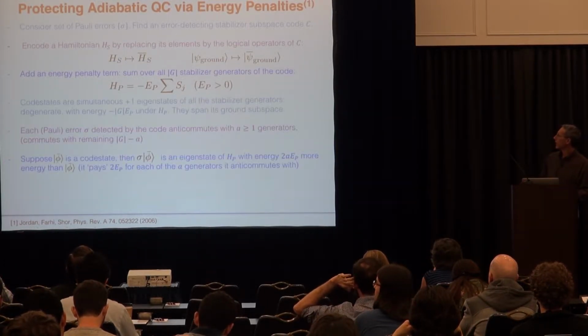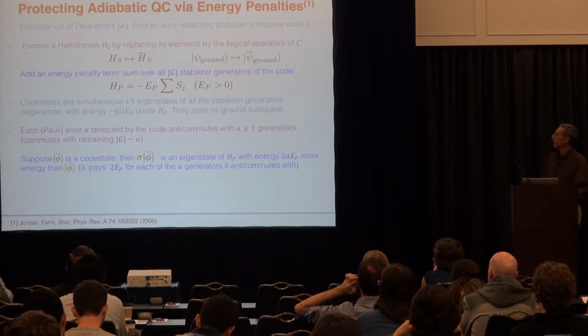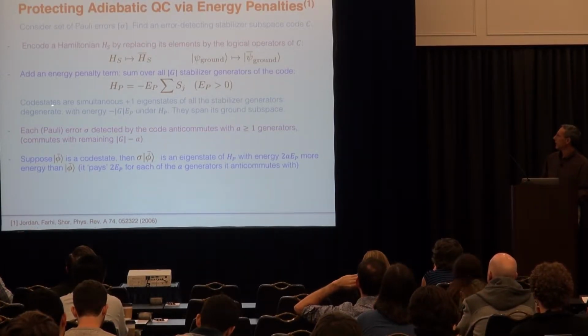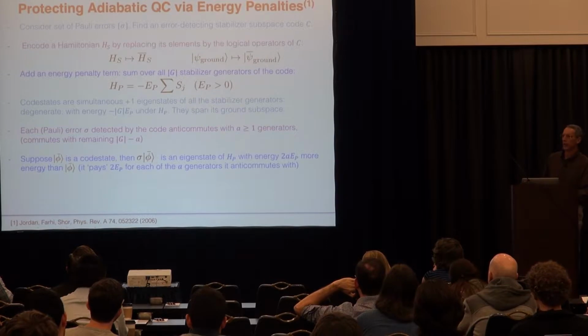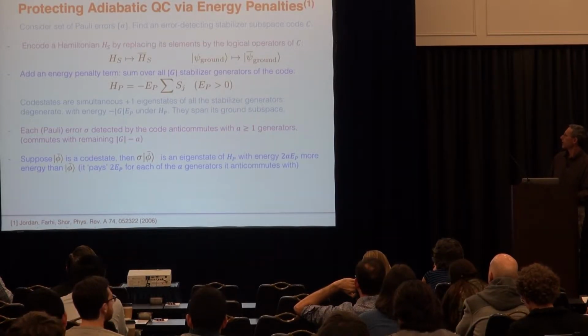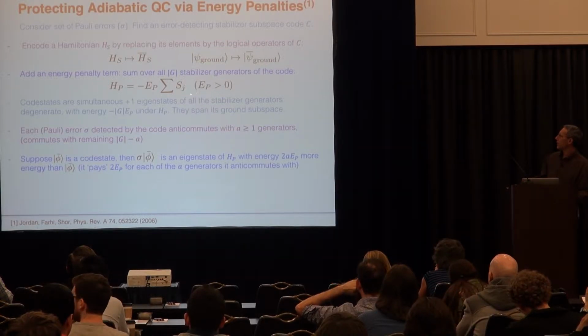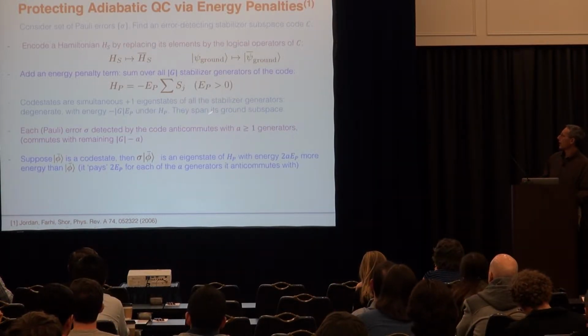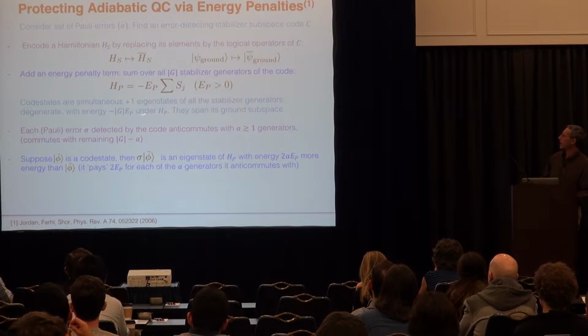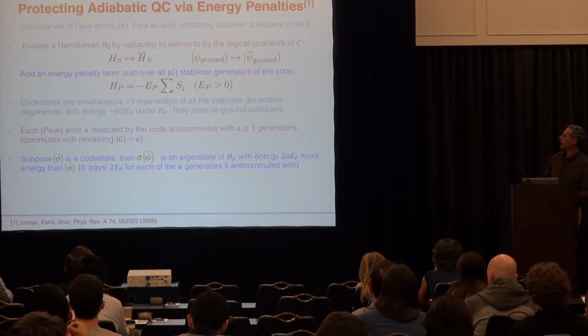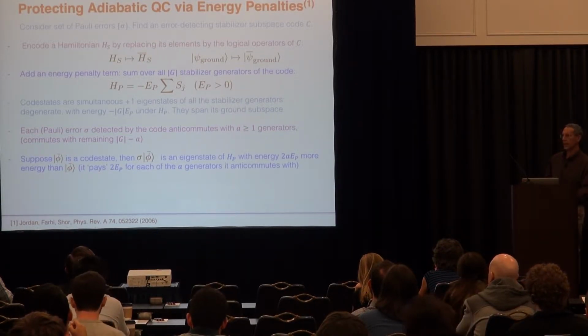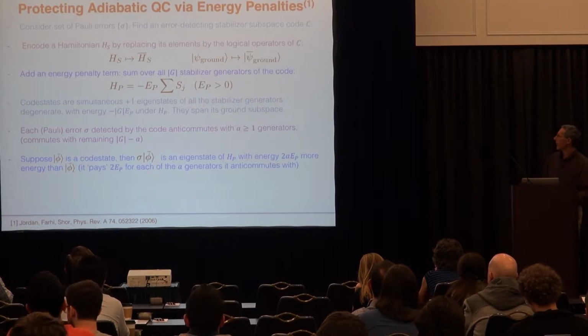So what happens then is that, well, the code states are by definition the simultaneous +1 eigenstates of all the stabilizer generators. And if you check the action of the penalty Hamiltonian on the code states, you see that they're degenerate and they have an energy of negative the number of stabilizers times the energy penalty under this Hamiltonian. And they span its ground subspace. But what happens when we have an error?